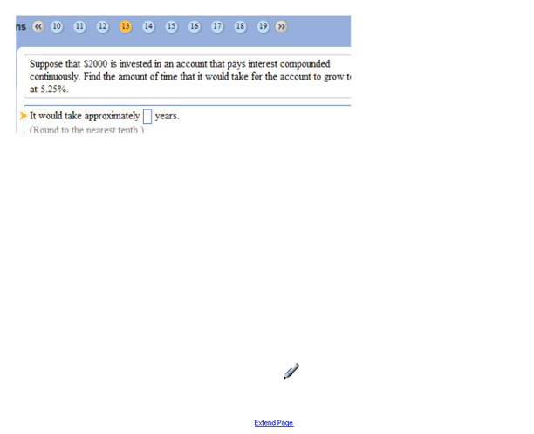Another application, suppose that $2,000 is invested in an account that pays interest compounded continuously. Find the amount of time it would take for the account to grow at 5.25%. So compounded continuously is A is equal to P e to the RT, PERT, some people call it. So we know we're investing what?